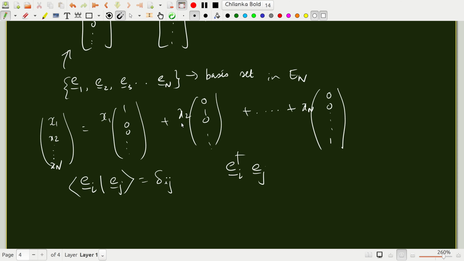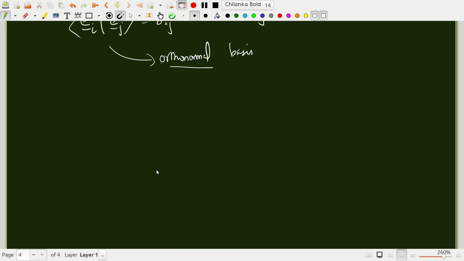Now you can readily verify that for this particular basis set, the simplest basis set you have chosen, it is an orthonormal basis set. Orthonormal means orthogonal plus normalized. Their inner products will be 1 when you take an inner product of a vector with itself.